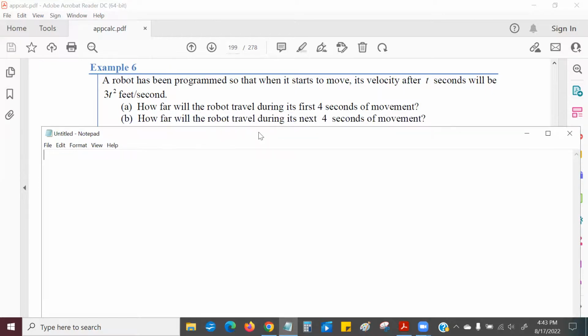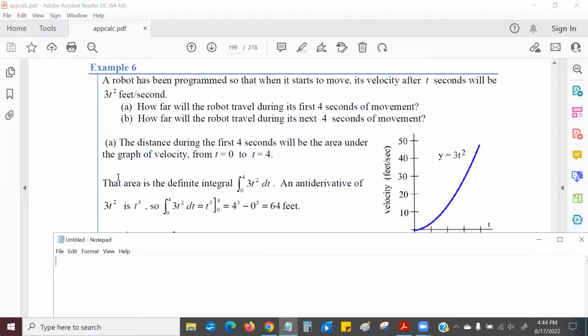And B, how far will the robot travel during its next 4 seconds? So how far did it travel during the first 4 seconds, and then how far will it travel during the next 4 seconds? Well, this, my friends, involves calculus. So the distance during the first 4 seconds is going to be the area under the velocity graph from t equals 0 to t equals 4. In other words, it's going to be the definite integral, the integral from 0 to 4 of 3t squared dt.